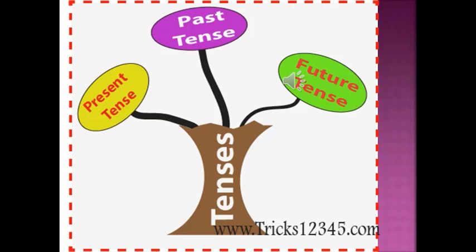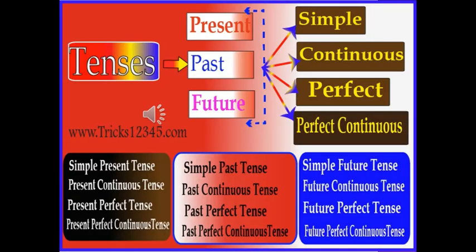See, children, by using tenses, we can refer to either present, past, or future time. Each of these tenses can further be divided into 4 subtypes. That is simple or indefinite tense, continuous or progressive tense, perfect tense, or perfect continuous tense.